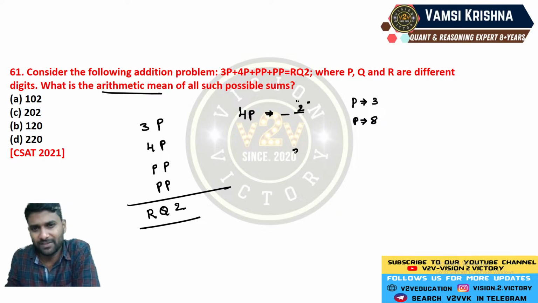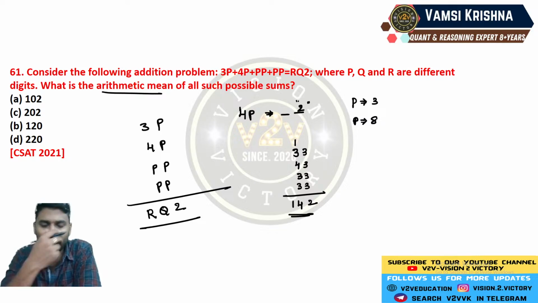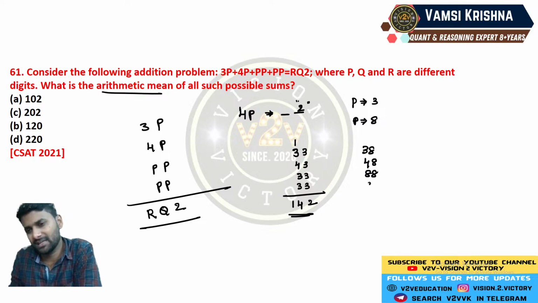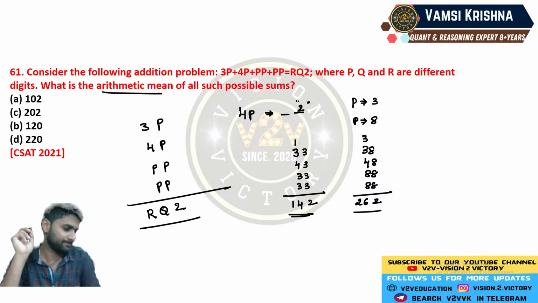Now see, the first possibility: 33, 43, 33, 33. Add: units gives 12, carry 1, 4 plus 3 is 7, 10, 13, 14, so 142. And according to the information, P, Q, R are different digits. Next case: 38, 48, 88, 88. Now see, 2 and 3 is carry forward. 4 plus 3 is 7, 7 plus 3 is 10, 10 plus 16 is equal to 260. So these are the two results you can get.